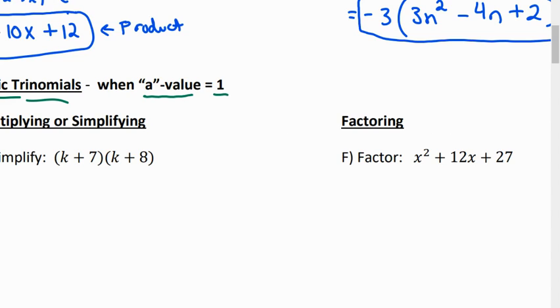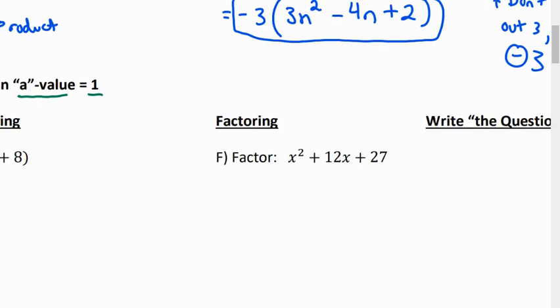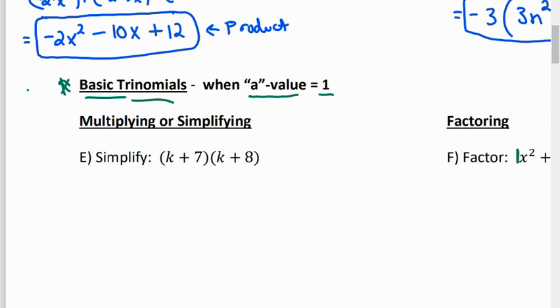So when we were graphing quadratic functions, we talked about a, b, and c. So this is in standard form. Your a value is 1, your b value is 12, your c value is 27. So when you have a basic trinomial, your a value is 1, and you will factor a whole lot of basic trinomials in your mathematical life in the next couple of years. So let's learn it well.